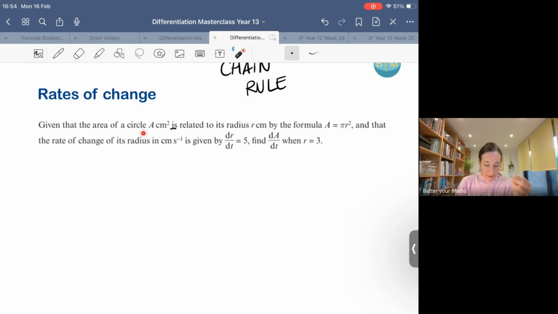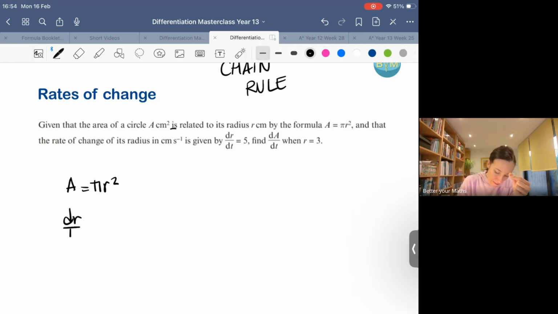Given that the area of a circle is this formula, we already know that, even if they don't tell us. Sometimes they help you with the formulae in these questions. And that the rate of change of the radius in centimeters per second is given by dr by dt is 5. Find dA by dt when r is 3.